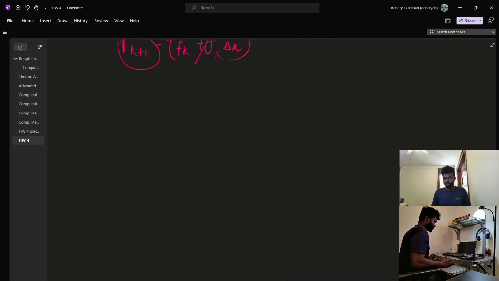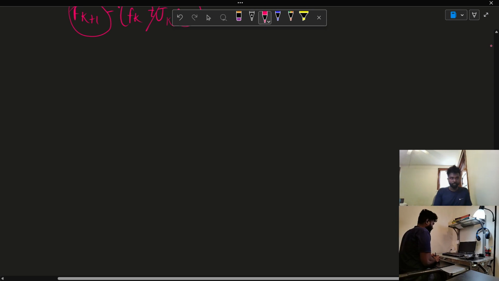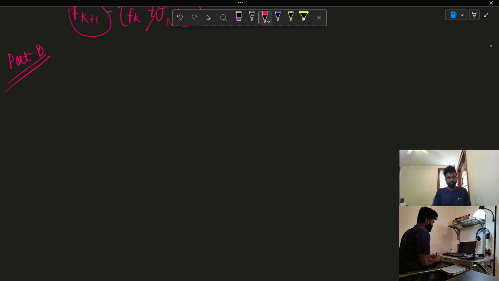So let's go to part 2, or part B. Let me write this part B. As we know, we proved this part: J_{k+1} is equal to J_k plus u v transpose, where u and v are some vectors. Let's take this as equation 1. This we have already proved.